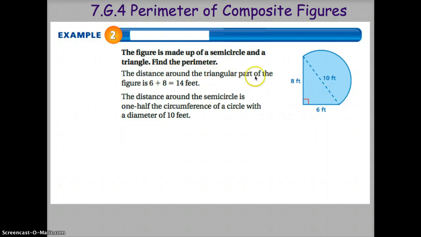So the distance around the triangular part of the figure is 6 plus 8, which is 14 feet. So we're just doing these outside legs. The distance around the semicircle is 1/2 of the circumference of a circle with a diameter of 10 feet. So of course we would do pi d, find what that is, and then cut it in half.